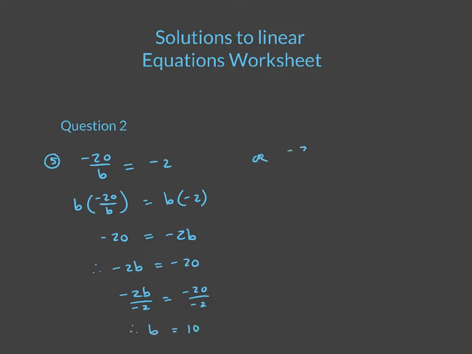If we got the denominators the same, you want to put the right hand side over a denominator of b, so that's minus 2b over b. Multiply b on top and bottom. So minus 20 is equal to minus 2b. Divide both sides by negative 2.